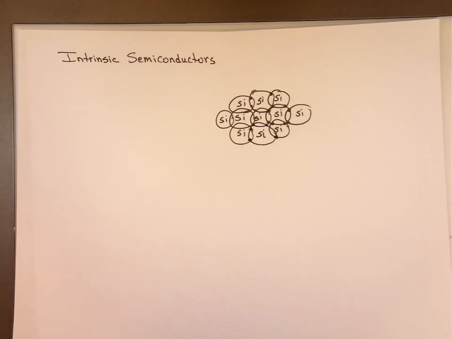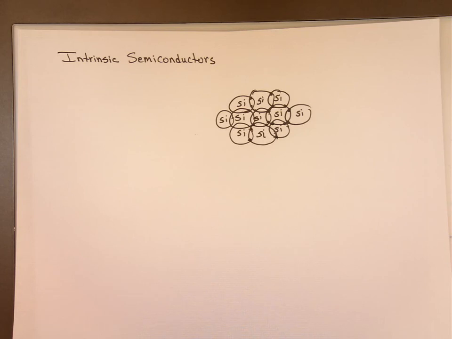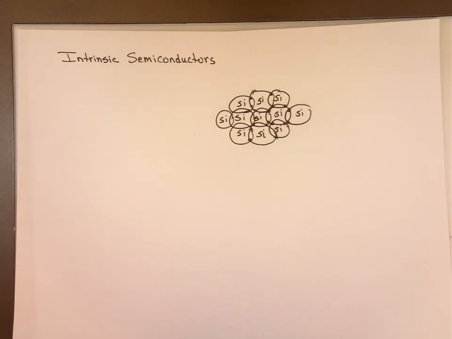Now, if you remember from before, at absolute zero these are not moving. At room temperature, they start to move. But silicon is really not a good conductor just because they only have 4 electrons in the outside. So at room temperature it is almost an insulator.